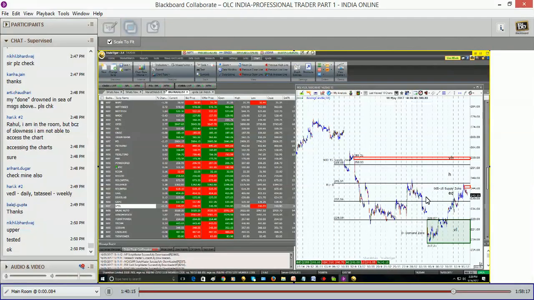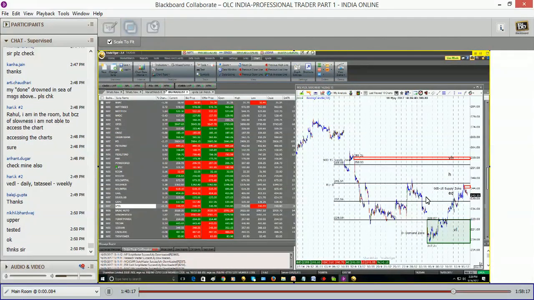Amitabh, are you done? Aarti, let's have a look at yours. Aarti, can you go back to your chart, please?